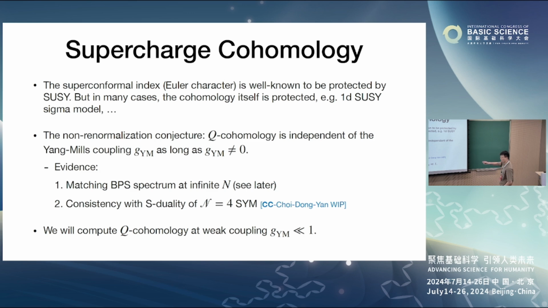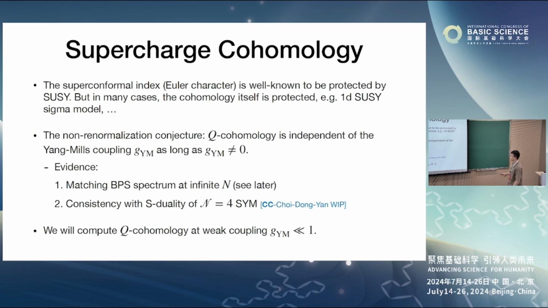That does not apply. It's already known that there's a jump. The cohomology will jump between g equals 0 and g non-zero. Yeah, it's a free theory. Once you infinitesimally deform away from g equals 0, it's expected that the cohomology will remain invariant if you turn on even larger couplings.